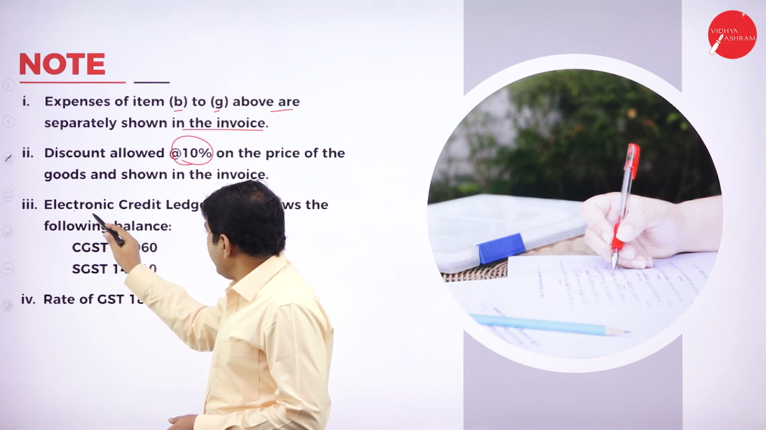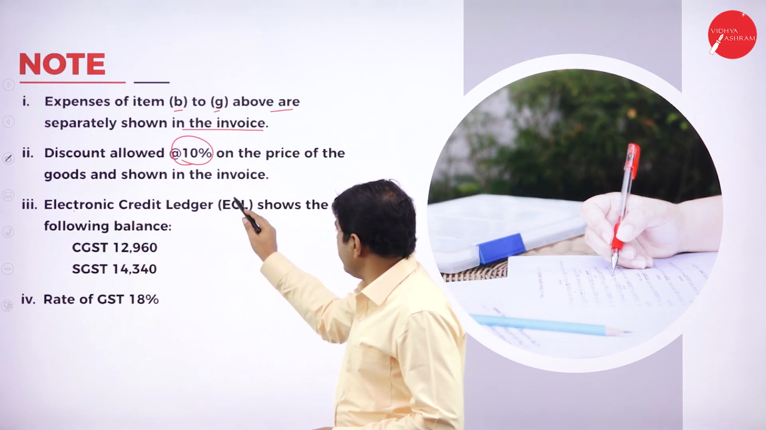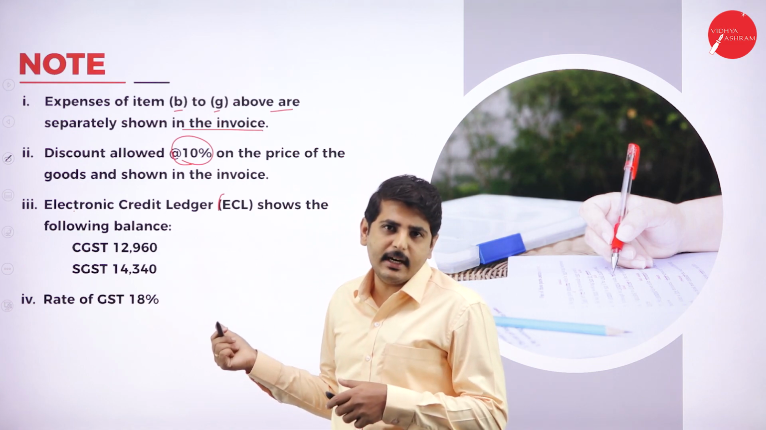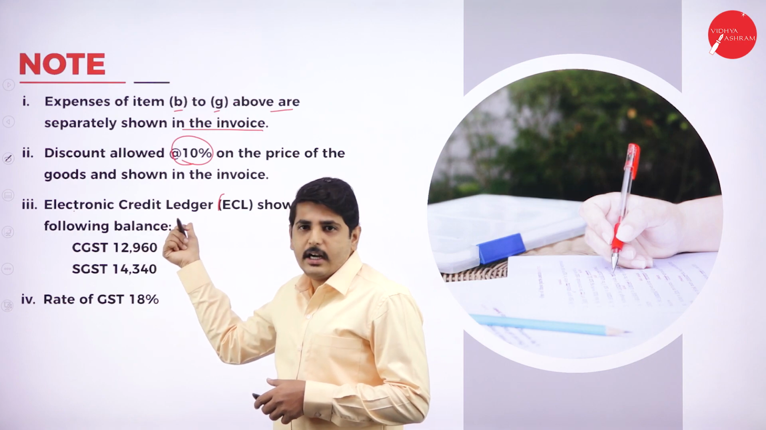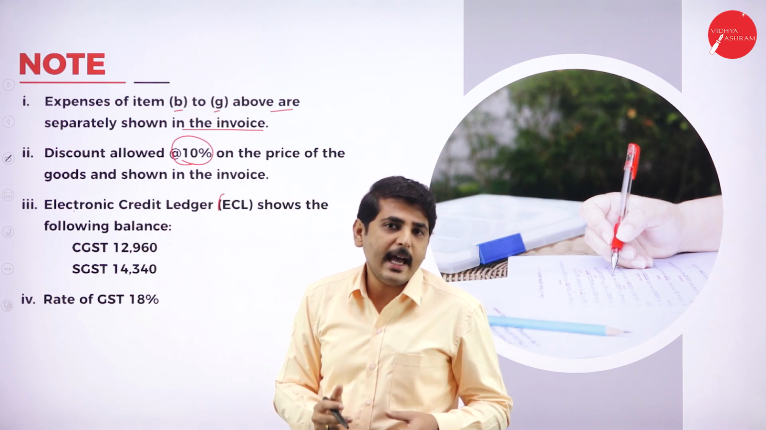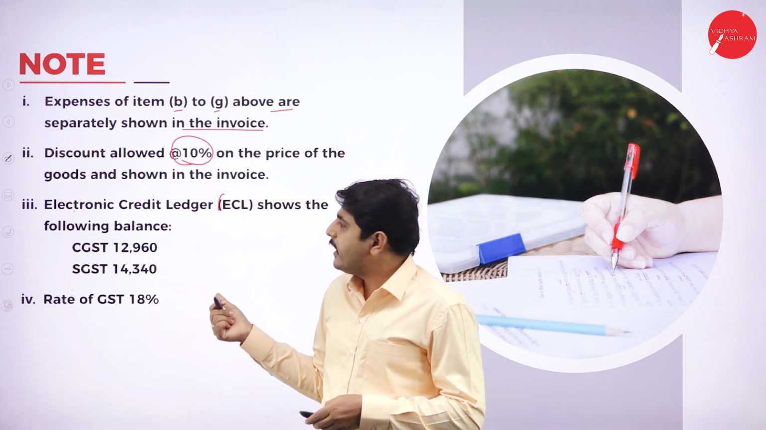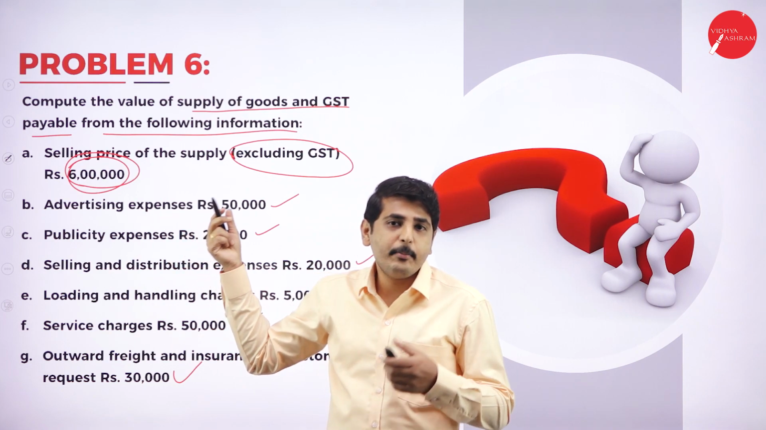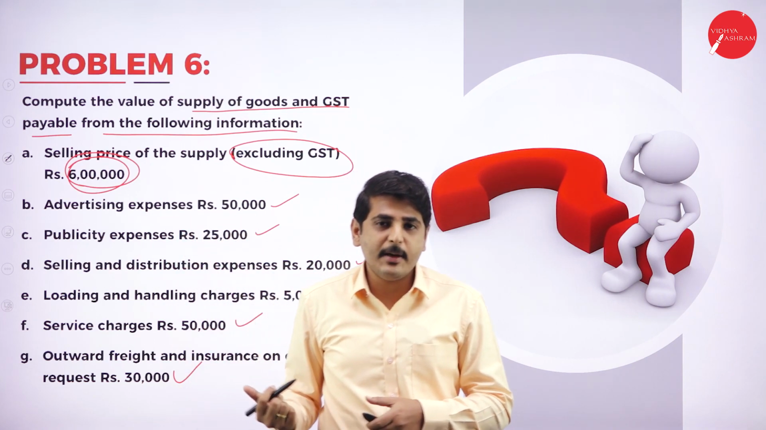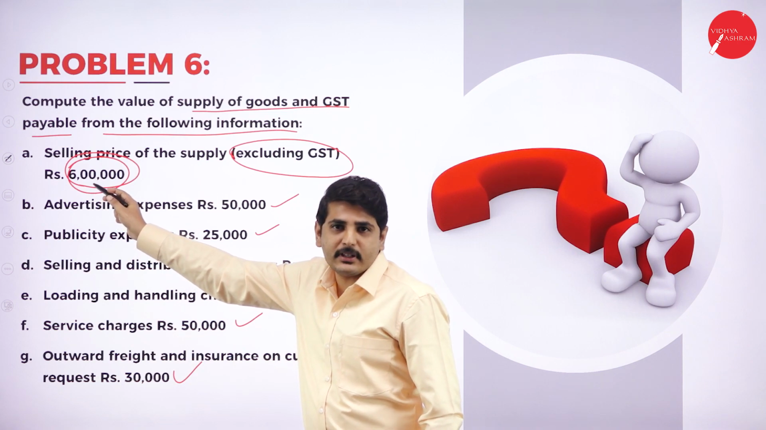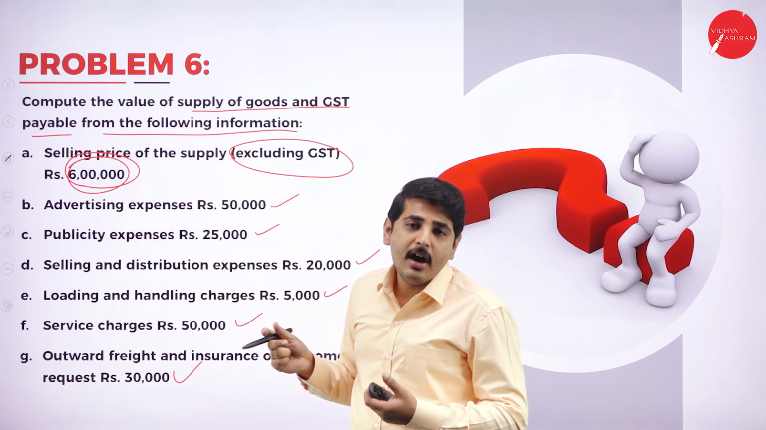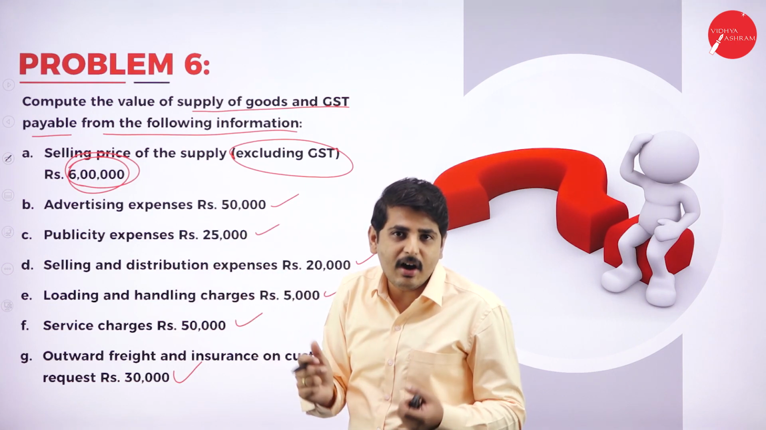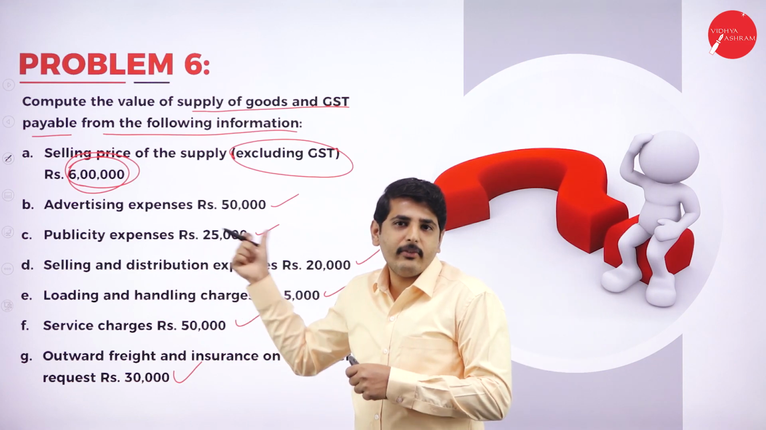Next one, electronic credit ledger. So ECL means electronic credit ledger. What do you mean by that? This electronic credit ledger shows input tax credit. Input tax credit means the tax paid on the purchase of raw materials. For example, to produce 6 lakh rupees worth of goods, I have purchased raw materials. On the raw materials I have paid the tax, no? So that tax can be deducted or credited while paying the tax on the supply of goods.